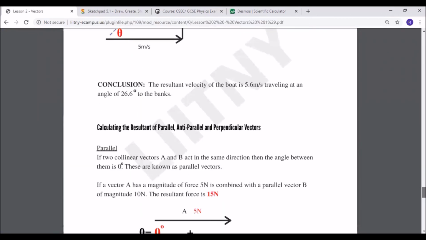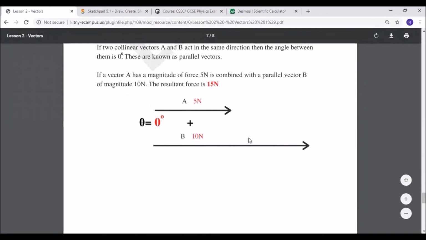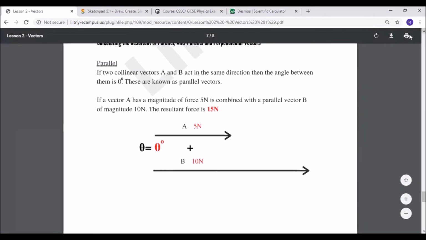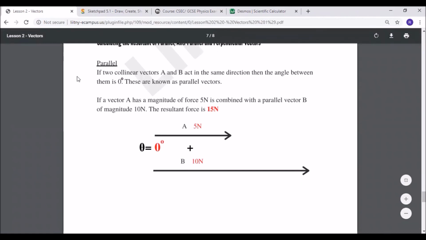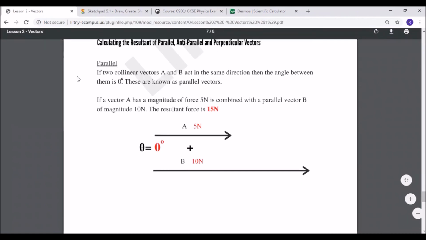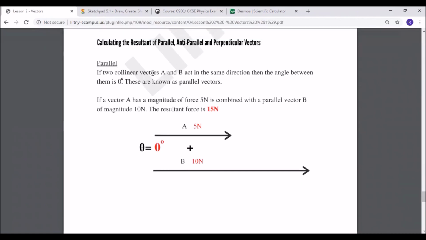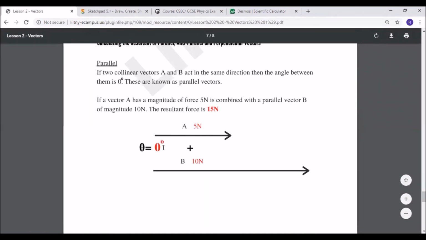So let's continue, and next we'll discuss parallel vectors and antiparallel vectors. So we already did perpendicular vectors. So antiparallel and parallel vectors. So if two collinear vectors A and B act in the same direction, then the angle between them is 0. So we'll take two collinear vectors here, and they're acting in the same direction. The angle between them is 0 degrees.